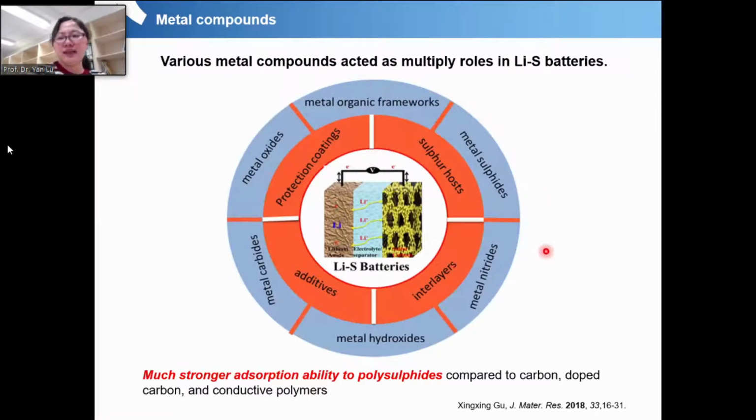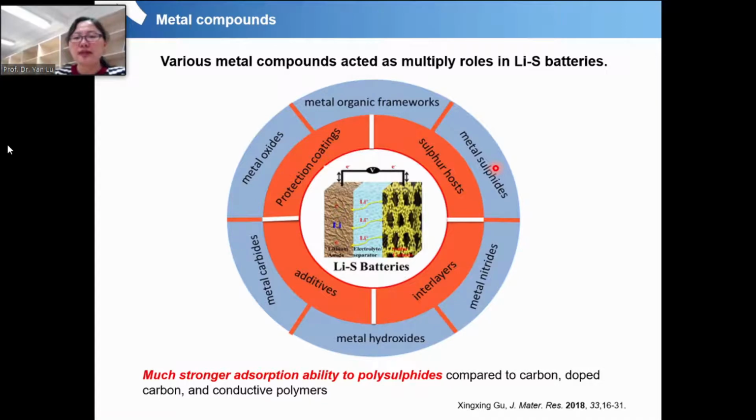So as the last part, I would also discuss with you, instead of carbon or polymer, most of the attractive work on the cathode material is based on metal compounds. If we look into this here, you will see different kinds of metal compounds can be used in lithium sulfur batteries, and they actually play a multiple role. The advantage of metal compounds is they can show much stronger absorption ability to polysulfide compared to that of carbon or conductive polymers.